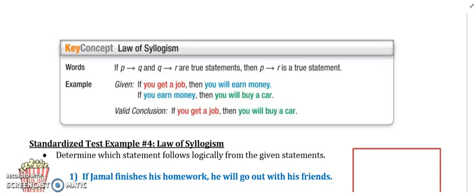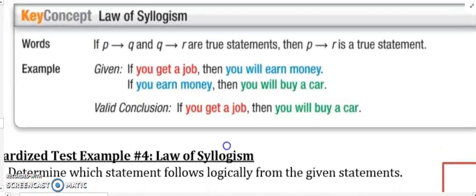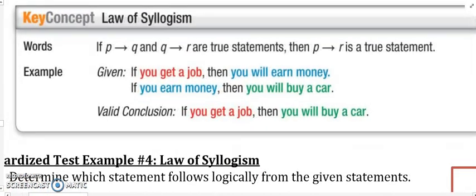Okay, so now we're talking about the law of syllogism. Remember, that's going to be two if-then statements, and then your conclusion is going to be an if-then statement. So if you get a job, then you will earn money. If you earn money, then you will buy a car. Notice you will earn money, you will earn money. It's very important that one is an if and one is a then.